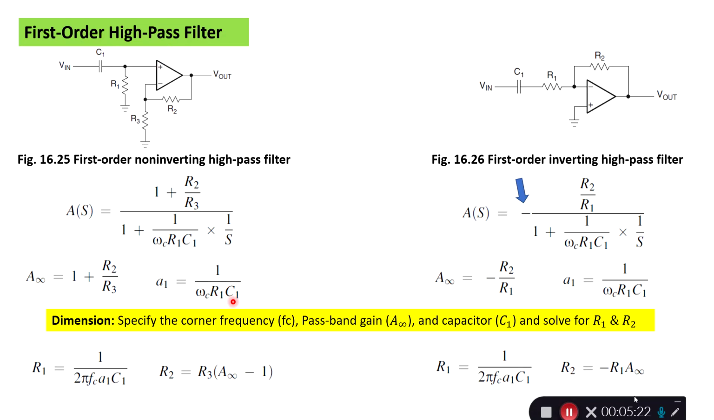So based on that, we have these requirements. Then we can solve for R1 when we know C1 and the filter coefficient. So R1 can be found by this equation. And if we want to have a gain here, we have to specify A infinite, and then by selecting R3, could be 1 kilo, we can find R2.